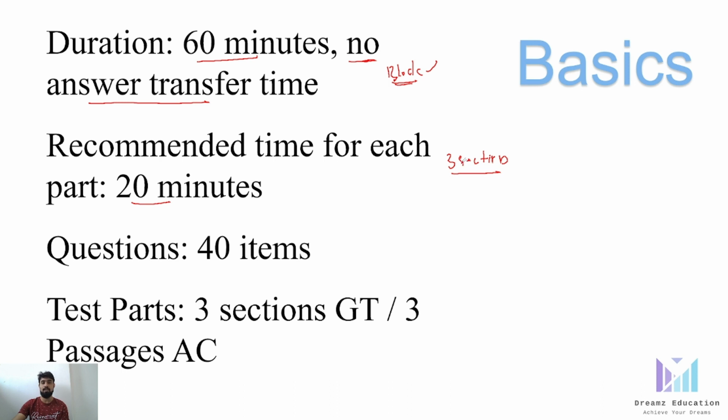Okay, so 20, 20, 20, so that will make your timing 60 minutes. Got it, right? Why I'm telling this is because especially for academic reading, there will be 3 passages with 3 difficulty levels: easy, medium, and hard. But usually it is not in order.